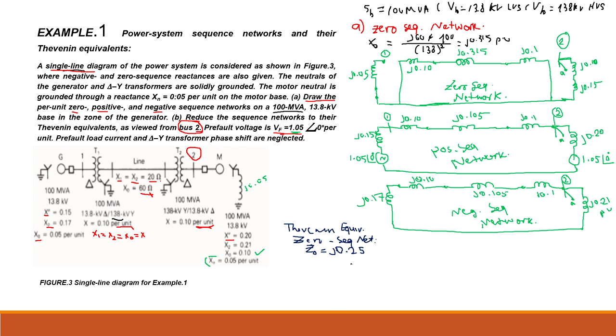The zero sequence network is as follows. The Thevenin equivalent voltage for the zero sequence network is equal to zero, since the network hasn't any voltage source. J0.25, this is V naught, and this is I naught. V naught is the zero sequence voltage at the terminals A, the terminals brought out from phase A of bus bar number 2.